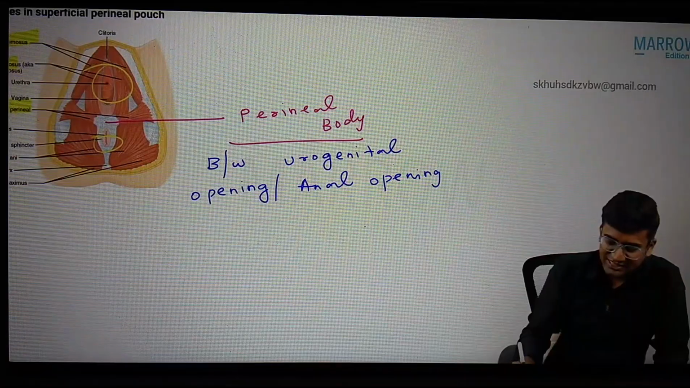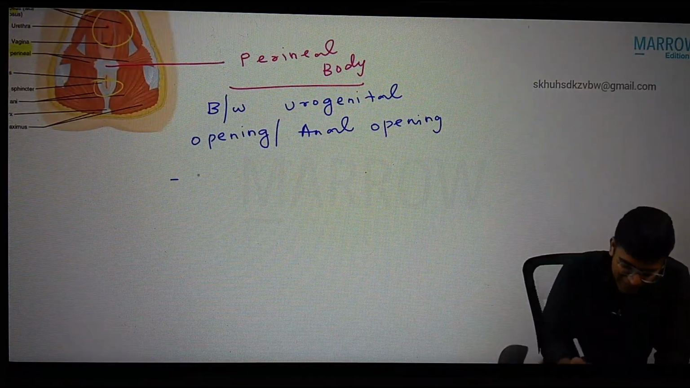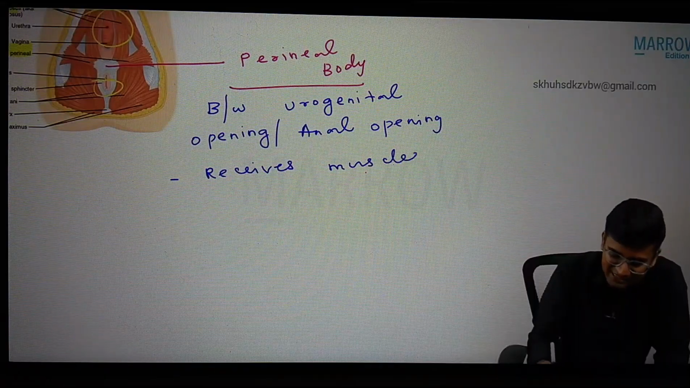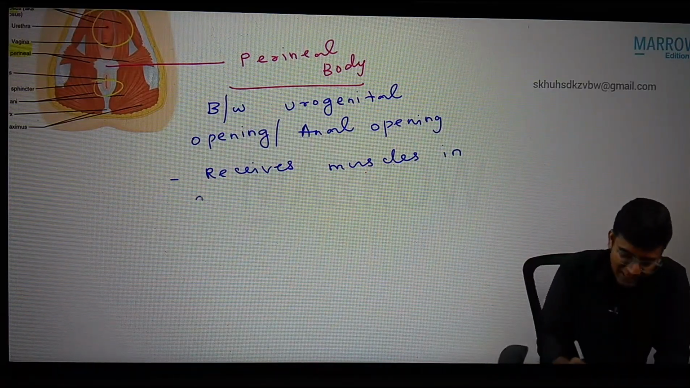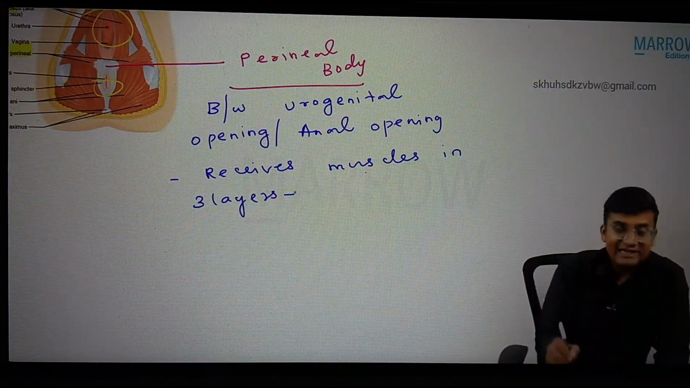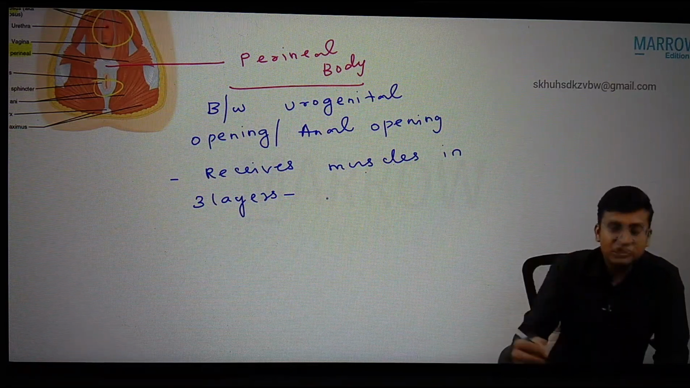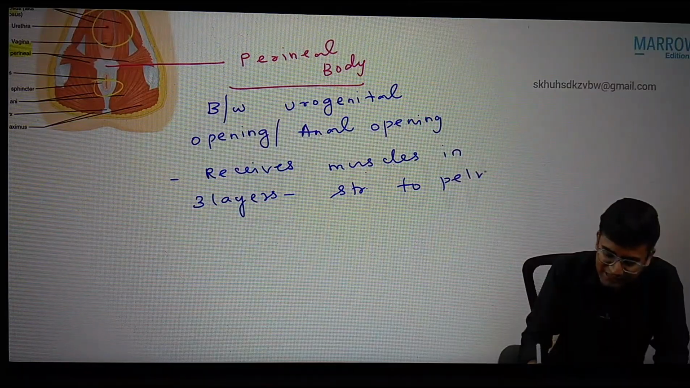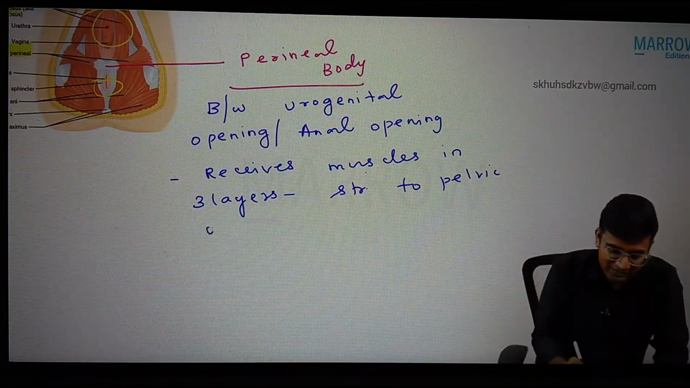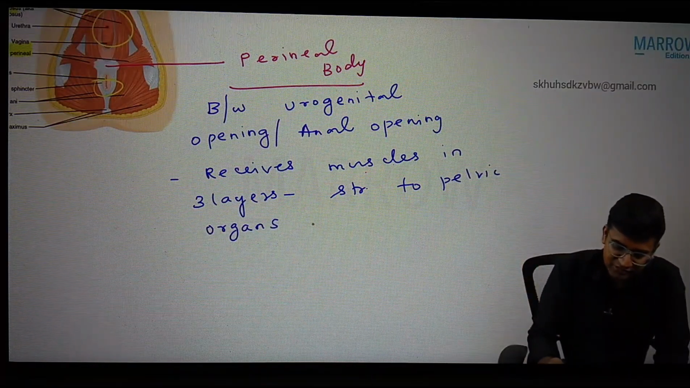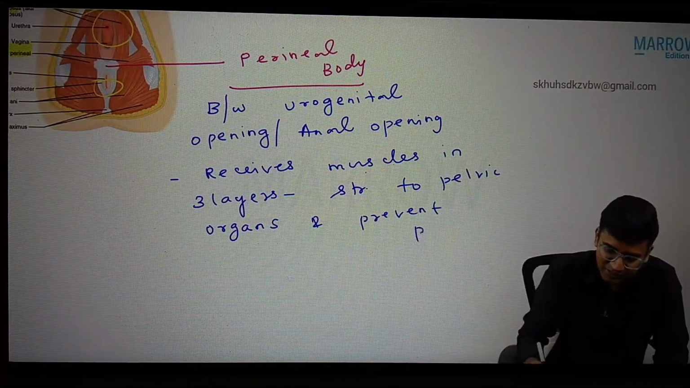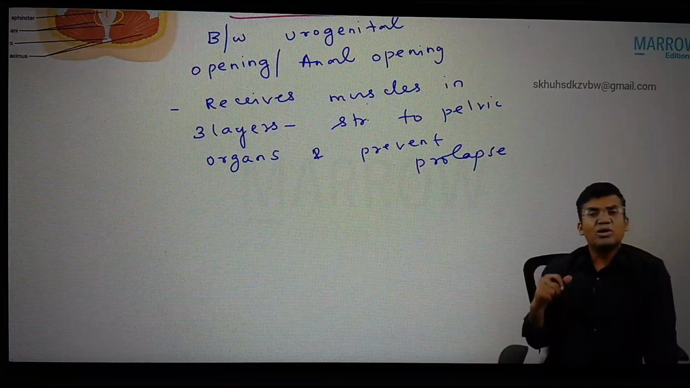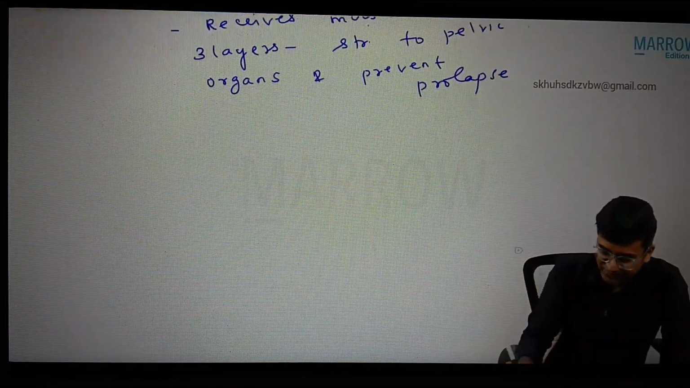Okay, right. Next point. This perineal body receives muscles in three layers, and thereby gives strength to the pelvic organs, gives support to the pelvic organs and prevents prolapse. Okay? Yes. Next one. Now what are the muscles attached in each stratum?